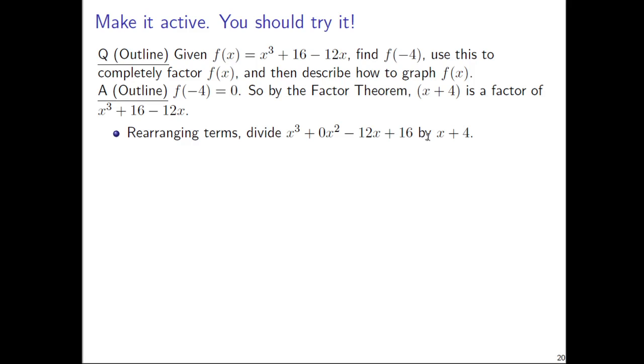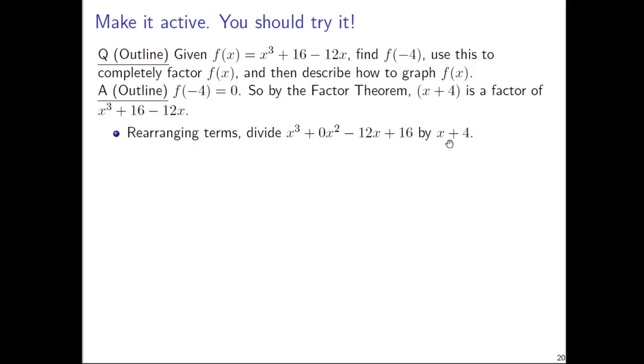So let's do long division. Or again, this is just an outline, so we won't show all the steps for all this, but just to outline and describe what you could be doing is, let's just rearrange the terms. You'll notice that the terms are not in an appropriate order for long division. So x cubed, oh, there's no x squared term, so we'll include a plus 0x squared. Minus 12x would be next naturally, and then a plus 16.